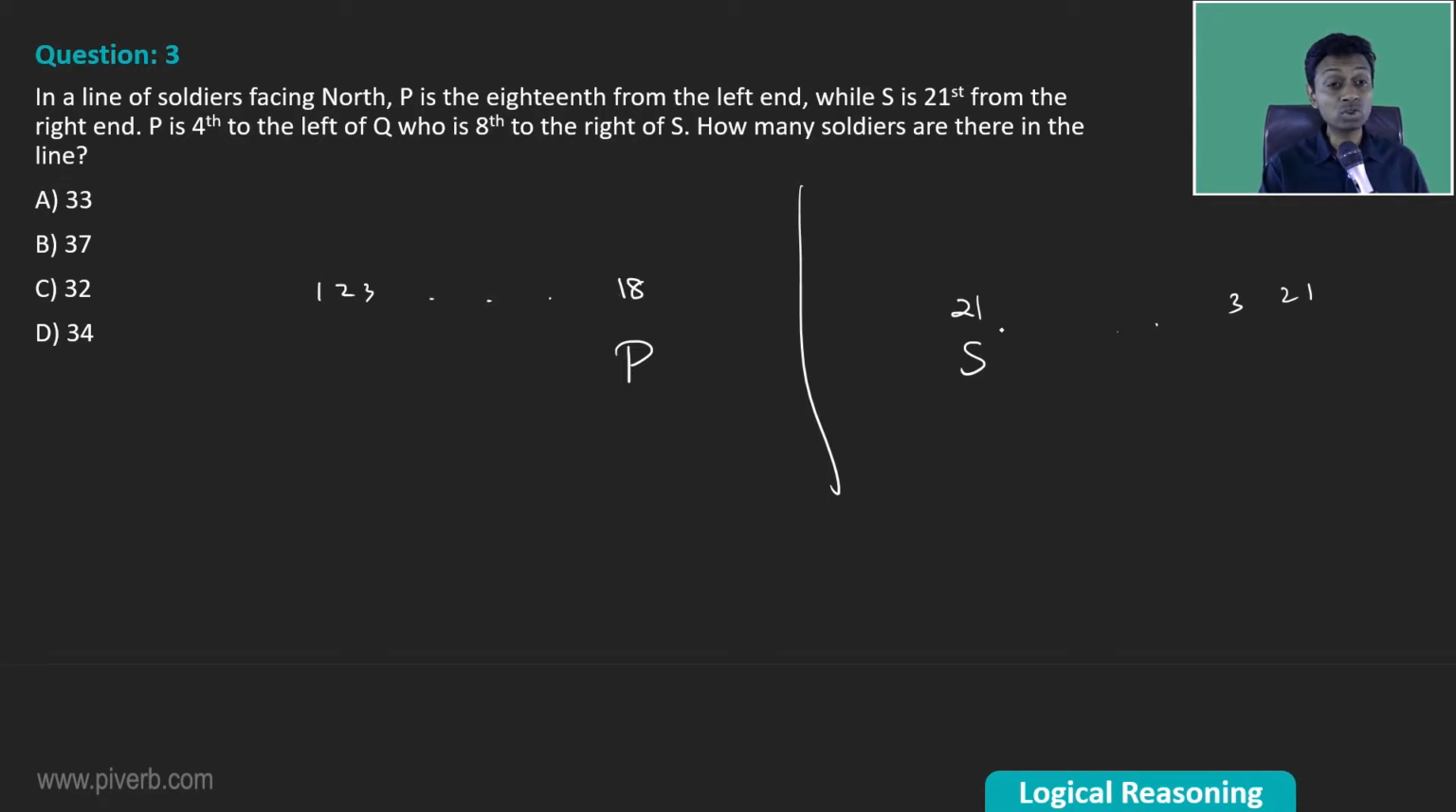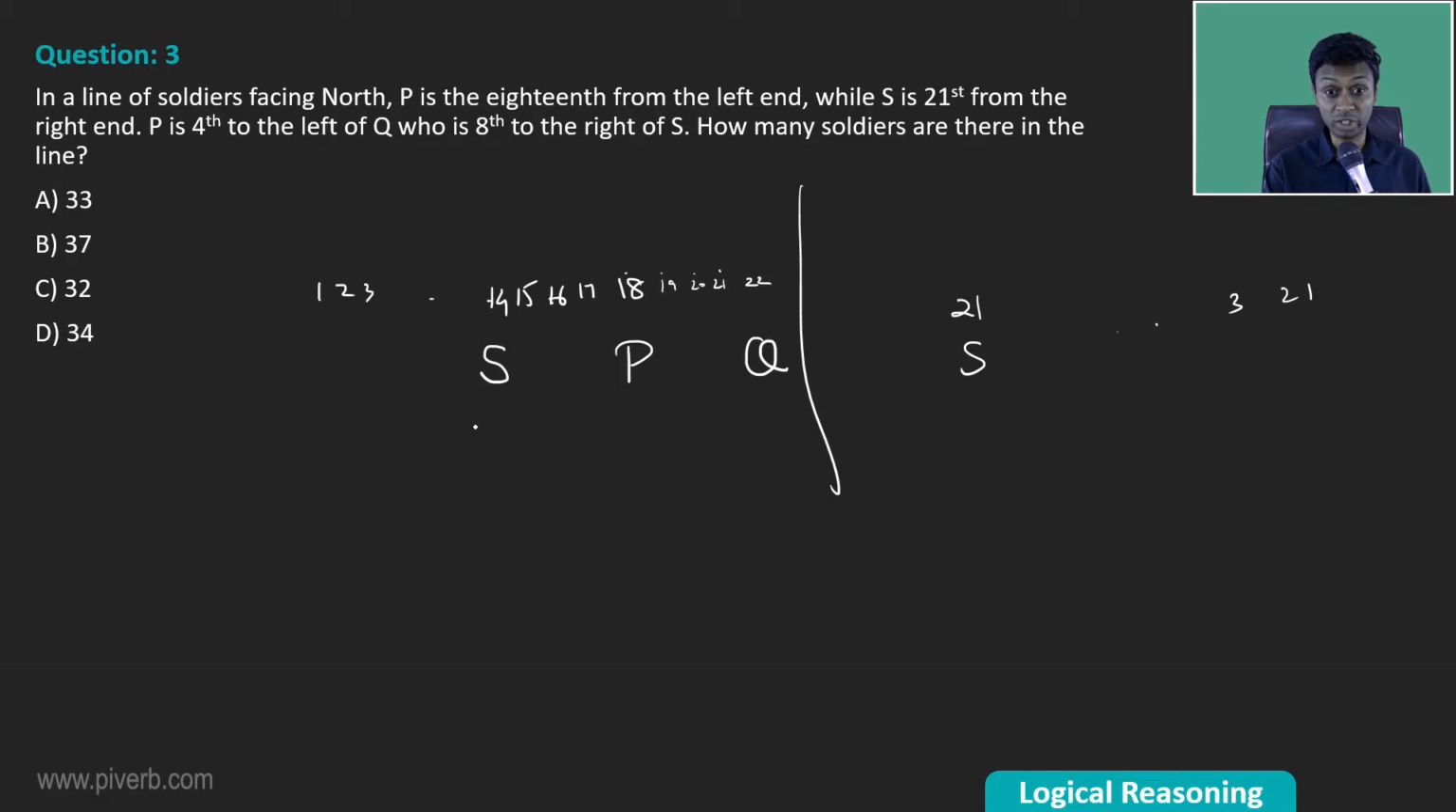P is 4th to the left of Q. And to the left of Q, or to P's right, is Q. 19, 20, 21, 22. This will be Q. Q is 8th to the right of S. So from Q, 8th position to the left should be S. 1, 2, 3, 4, 5, 6, 7, 8.